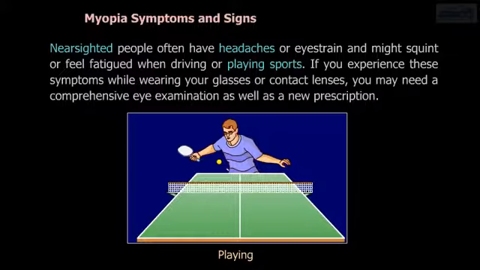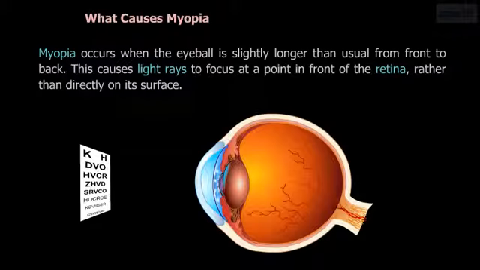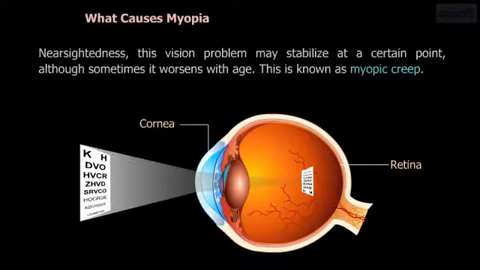What causes myopia? Myopia occurs when the eyeball is slightly longer than usual from front to back. This causes light rays to focus at a point in front of the retina rather than directly on its surface. Nearsightedness, the vision problem, may stabilize at a certain point, although sometimes it worsens with age. This is known as myopic creep.